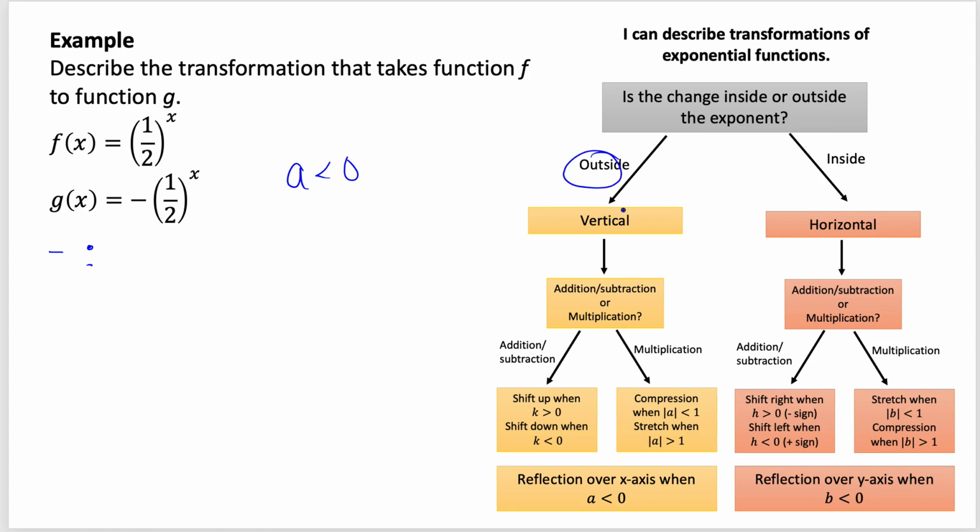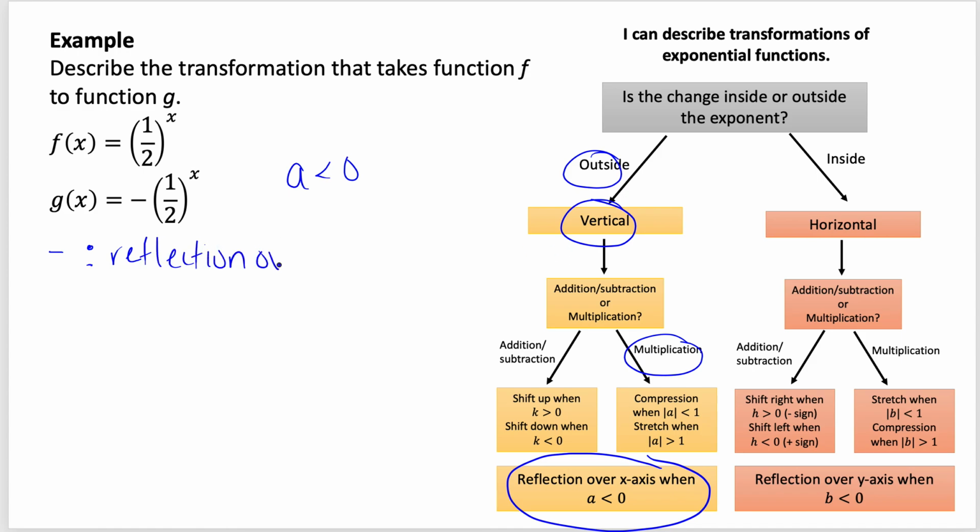It's on the outside, so it's going to be a vertical change. It's multiplying the function, and it is less than 0, so that is going to be a reflection over the x-axis. Let's double check in Desmos.